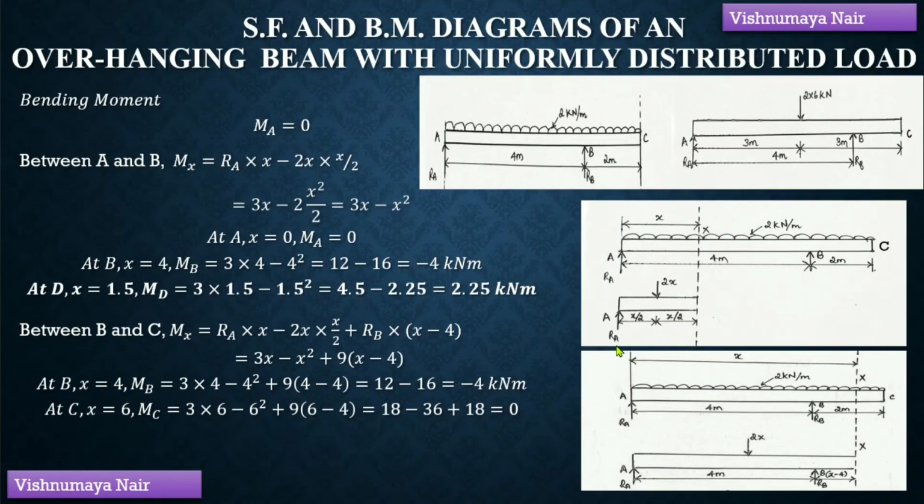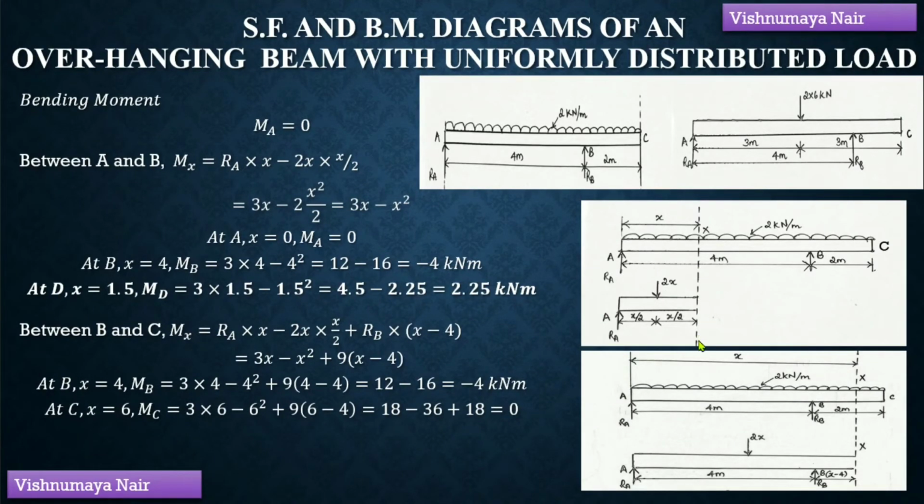So here we have a reaction force acting in the upward direction and having a tendency to rotate the beam in the clockwise direction with respect to this section, and a point load 2x acting in the downward direction having the tendency to rotate the beam in the anti-clockwise direction with respect to this section. Any moment in the clockwise direction on the left portion of the section will be considered as positive, and any moment in the anti-clockwise direction on the left portion of the section will be considered as negative.